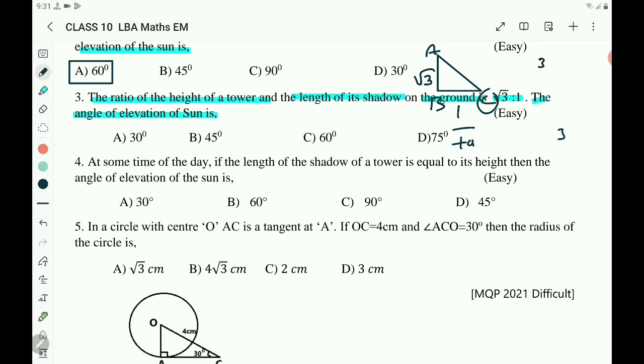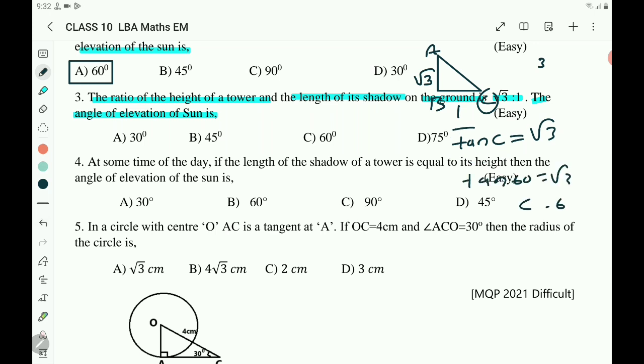Write that tan theta, which means tan C, equals opposite side by adjacent side, root 3 by 1. That is nothing but root 3. Tan how much is root 3? Tan 60. Tan 60 is root 3.